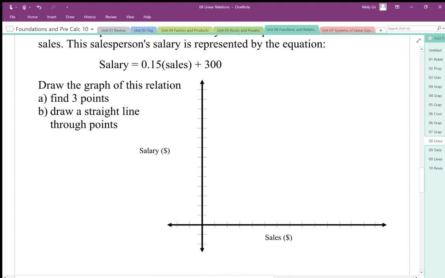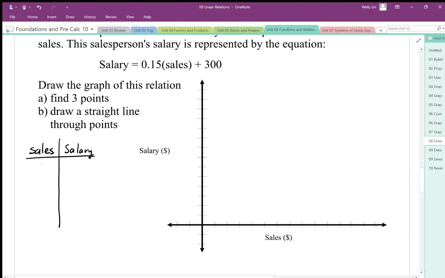Okay, so we're going to assume that we know that this is a straight line relationship, so we want to find what this looks like. And really we just need 3 points to be able to establish a straight line. So I'm going to make my table of values here. My independent variable is my sales, how much I sell, and my dependent variable is my salary. So the salary depends on the amount I sell. My input is sales, my output is salary. My input is X, my output is Y.